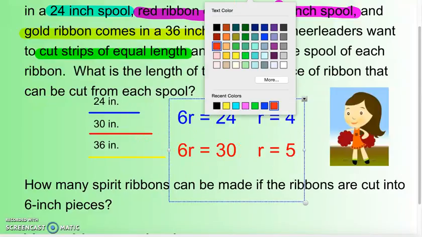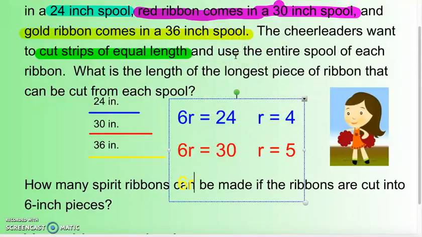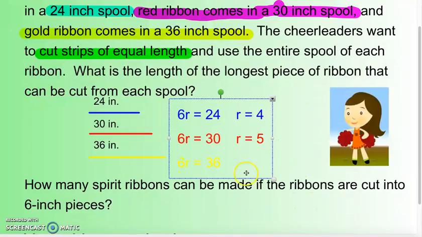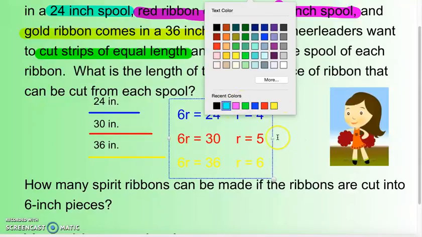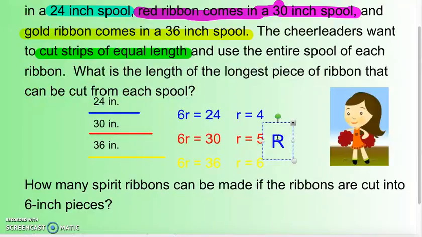How about our last one, gold? So let's switch. Gold, I have 6 inches again per ribbon, and it's equal to 36. And so how many ribbons will I be able to create that are gold? 6. Excellent. And I'm just going to label these ribbons, because all of these are ribbons. And so I would get 4 ribbons in blue, 5 in red, and 6 in gold.